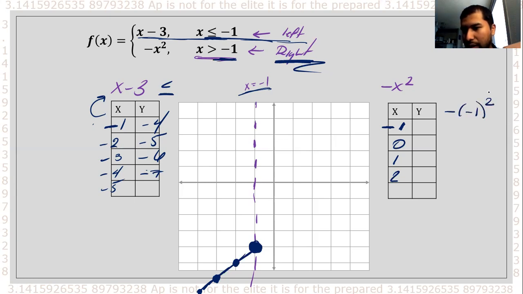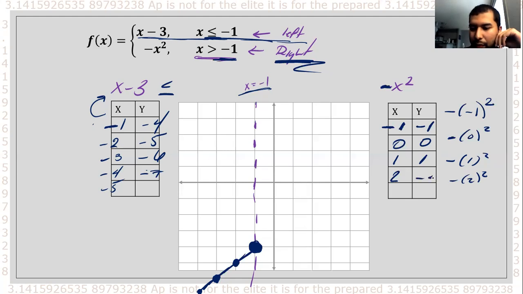-1 squared. So that negative turns positive, but it's still 1. So -1 times -1 is still 1. And then it just makes it negative. Ooh, you try to trick us. So the next one, -0 squared. That is just -0, which is still 0. The next one says it's -1 squared. That is still 1. And -2 squared. Keep in mind the negative was on the outside. So that's -4.